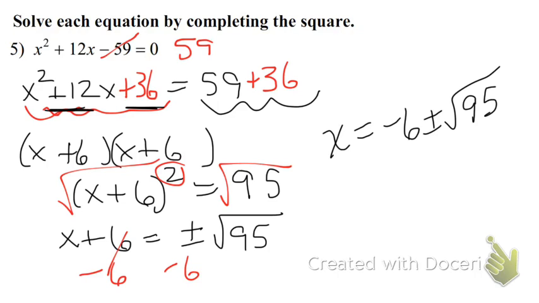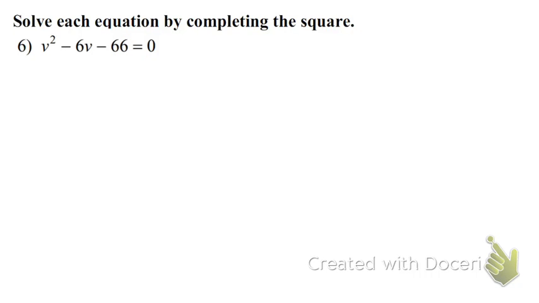Okay, and that's it. The rest of them are pretty much the same exact thing. I'll go ahead and work them out for you in case you want to check them off. Okay, move the 66 over by adding 66 to both sides.